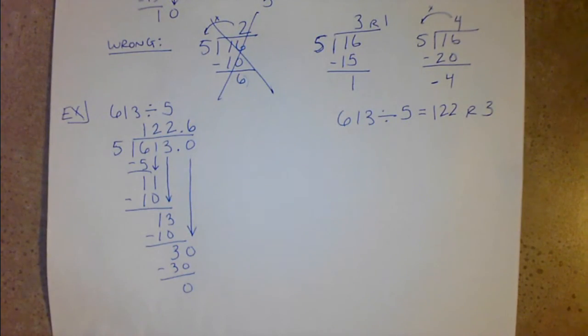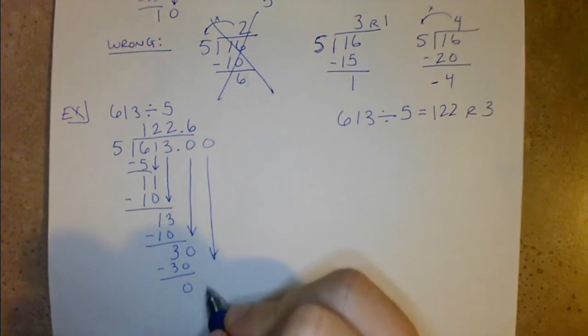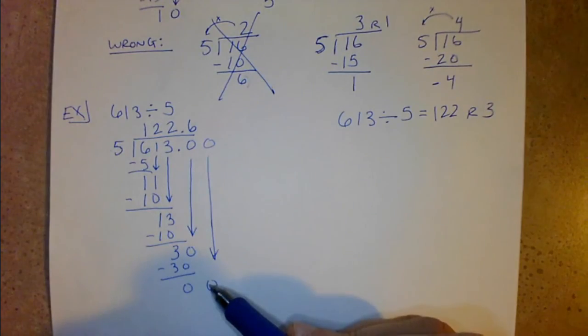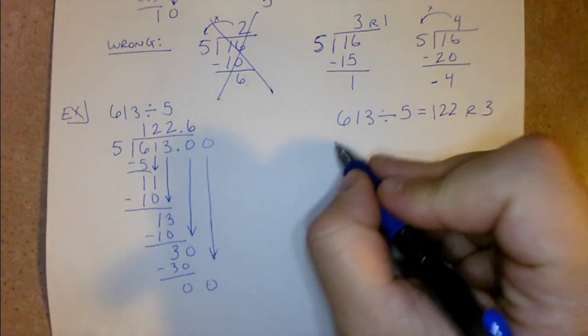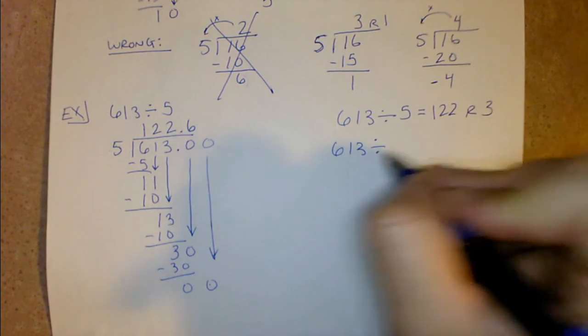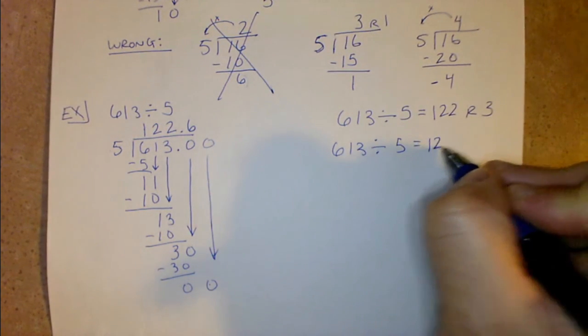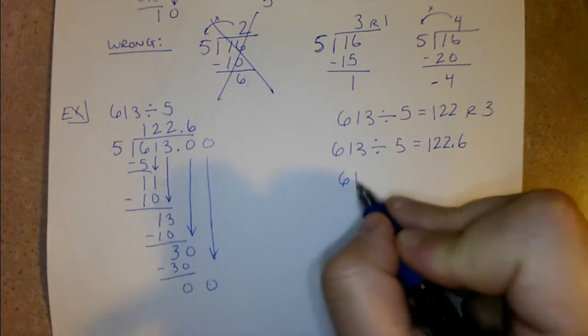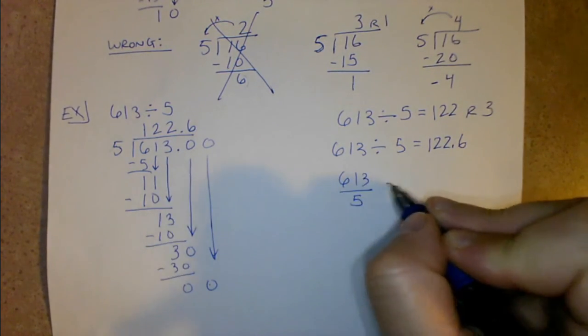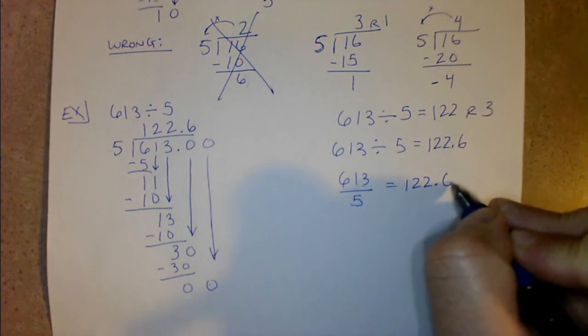And actually I'm done, because there's another 0 here that if I bring it down, how many times does 5 go into 0? 0. Zeros everywhere. So I can also write 613 divided by 5 as 122.6. Or I could write it as 613 divided by 5 equals 122.6.